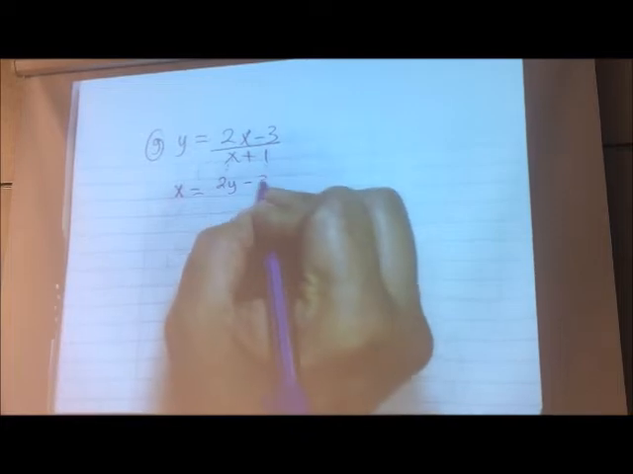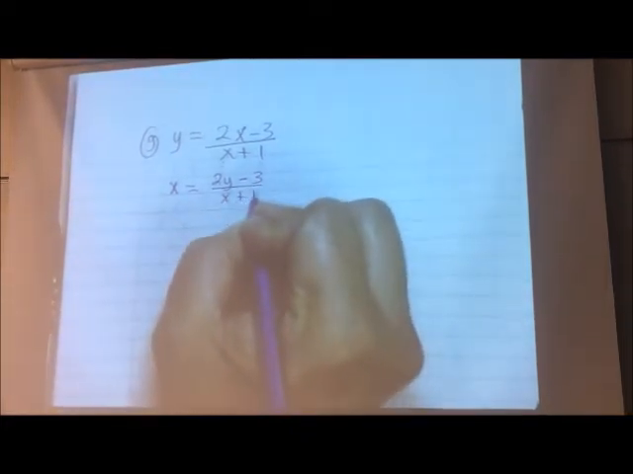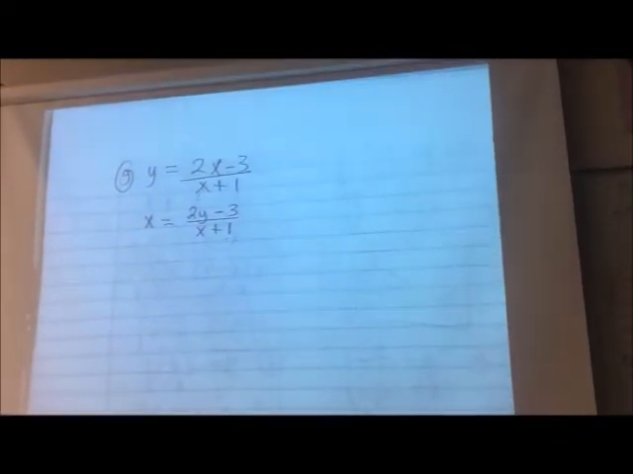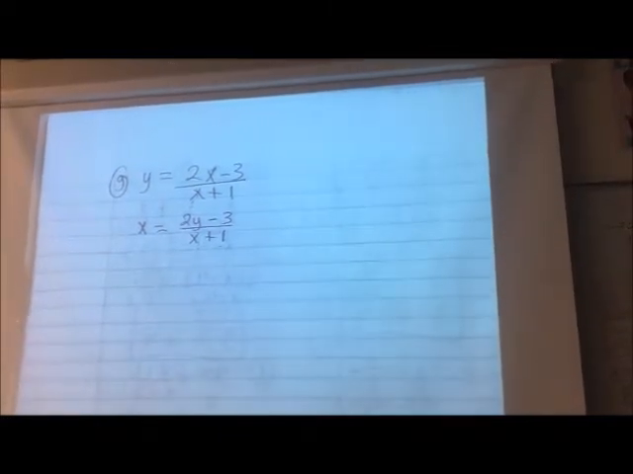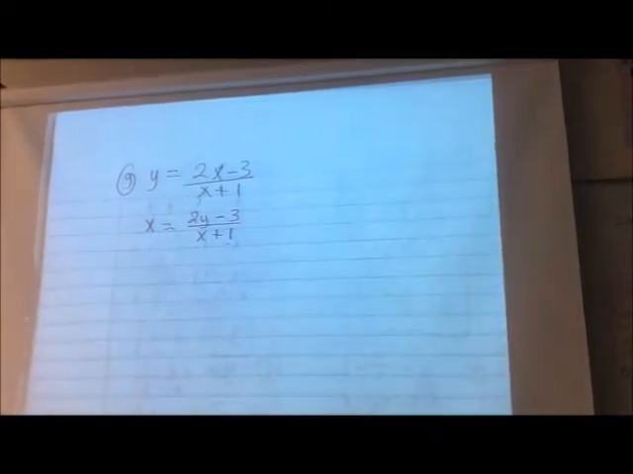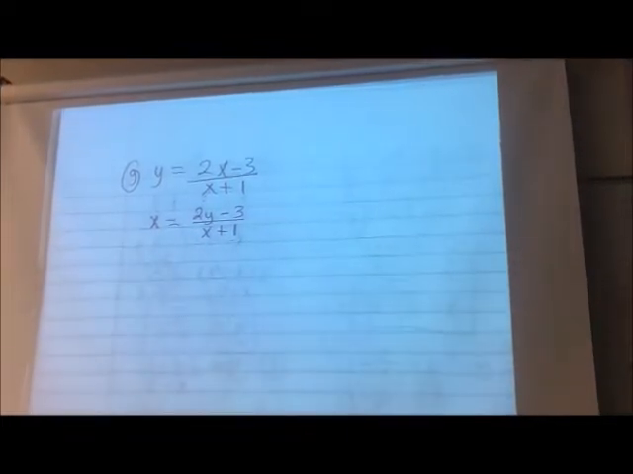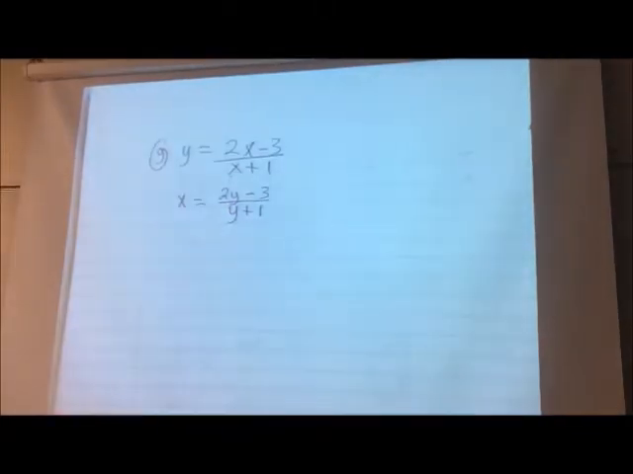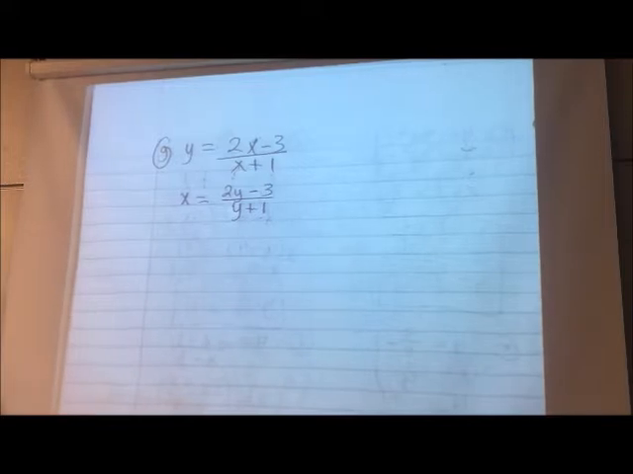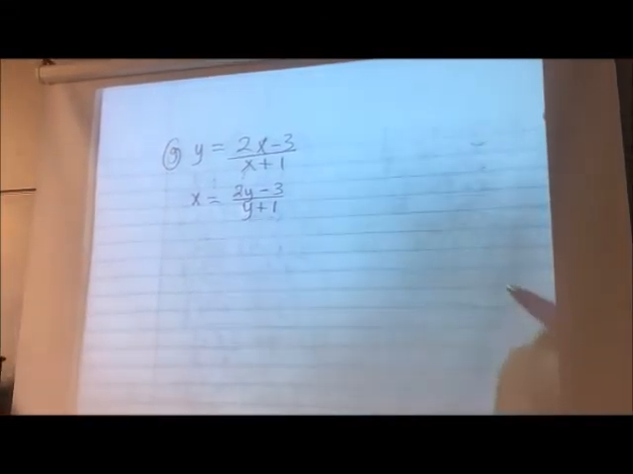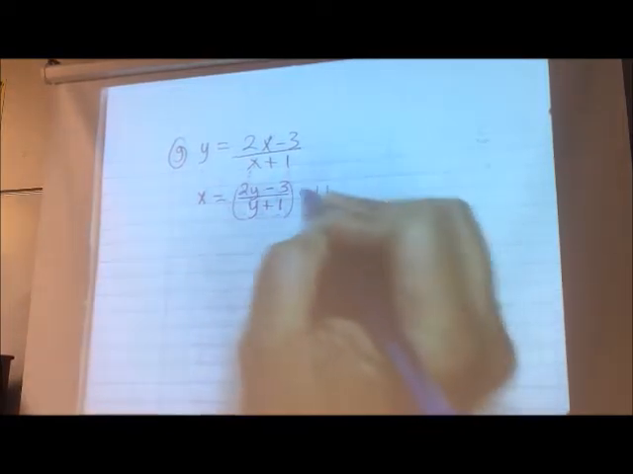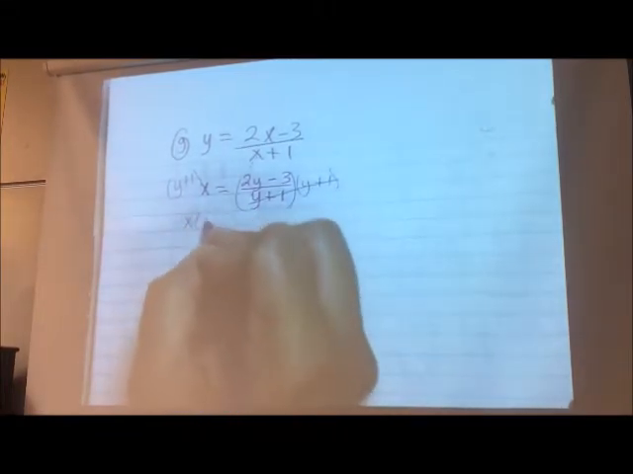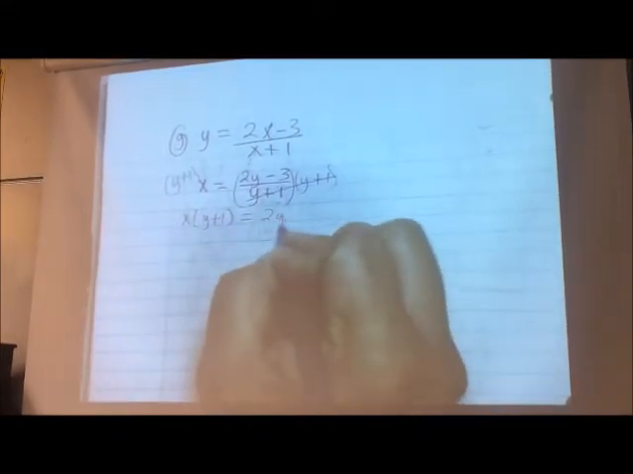You guys almost done? Let's start going over it. I already wrote it wrong. This should be a y on the bottom. If we write this, please make sure y's become x's, x's become y's. What would be the first thing I do? Multiply by my denominator, which is y plus 1. These cross out. X parentheses y plus 1 equals 2y minus 3.